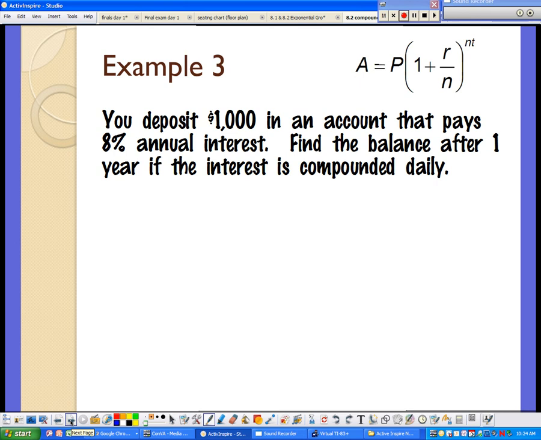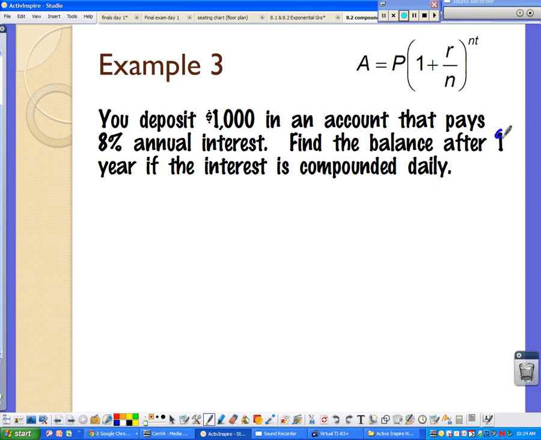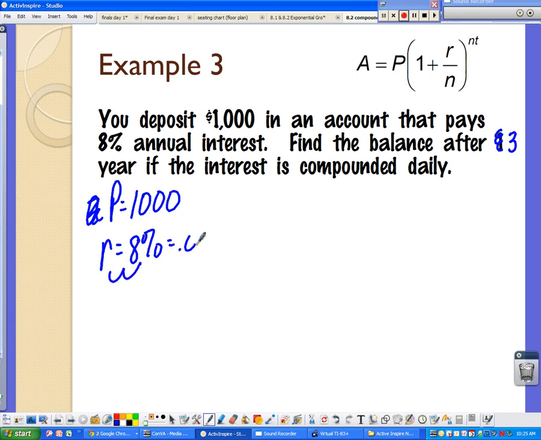All right. So the last example, we're just doing it again. So if we compound it daily, let's change it to 3 years this time. We're going to leave it in an extra year. I want to show you how we need to do this. So our initial P is 1,000. Our R, 8%, but remember we've got to move the decimal point, so I get 0.08. My N, compounded daily, is 365, since there are 365 days in a year. And my T is 3 years.